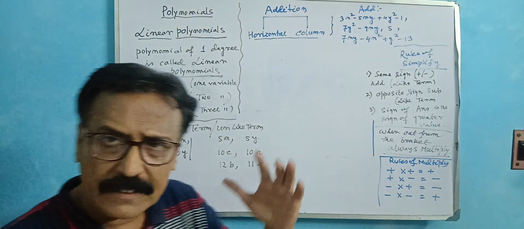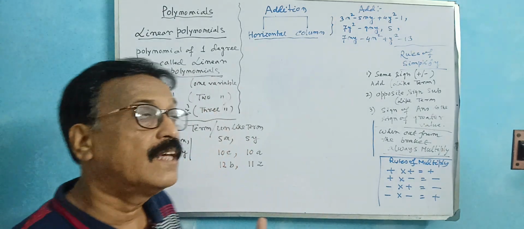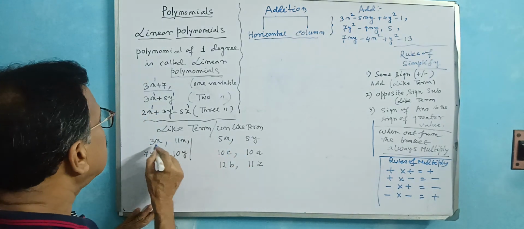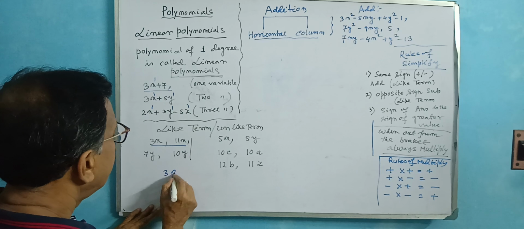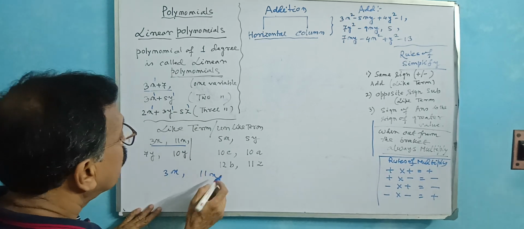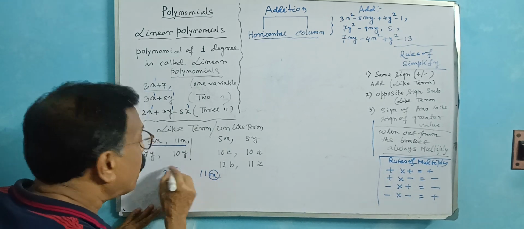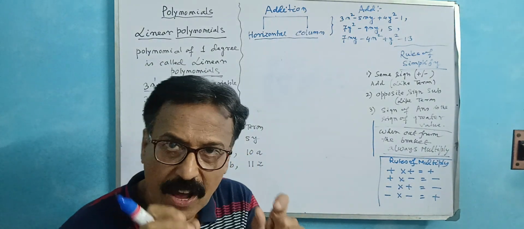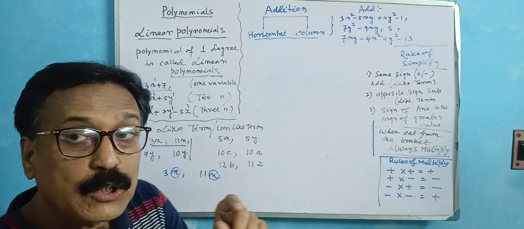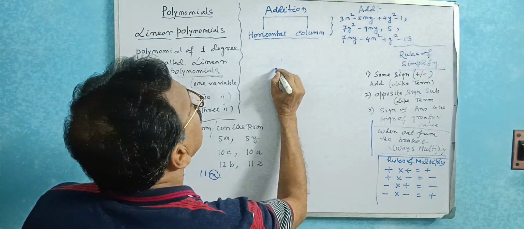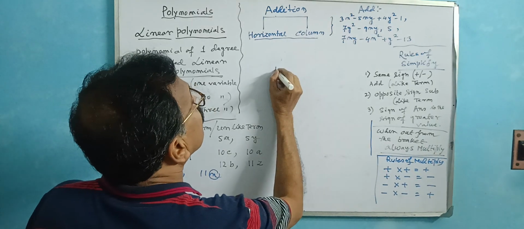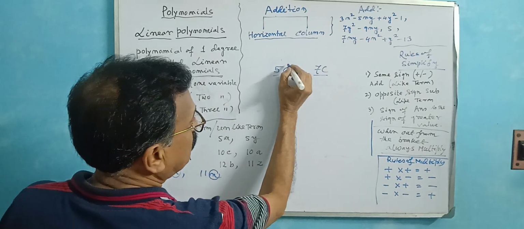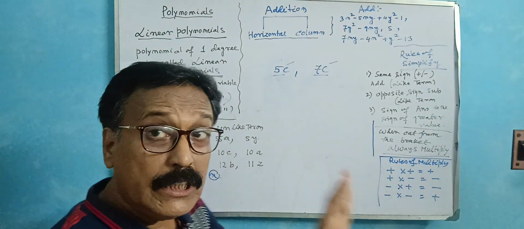And now, one thing, in previous videos I discussed what is the like term, what is the unlike term. So just revise this. Like term means suppose 3x, 11x. I write here. Like term depends on the literal part, not on the numerical part. It does not depend on the value, it depends on x, y, z these. Suppose this is 5c and this is 7c. So this is called the like term because the literal part is c. This is called the like term.